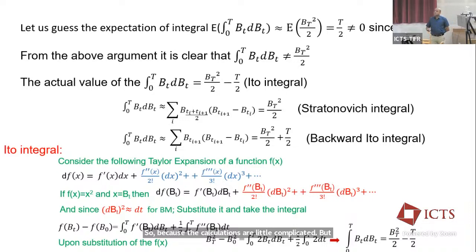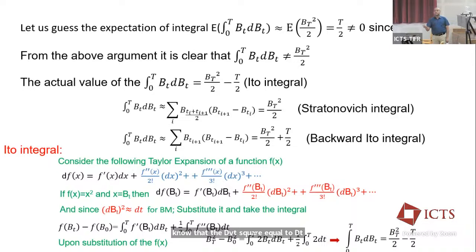For example, here we have taken an arbitrary function f(x), and if we do the Taylor expansion of that one, ultimately you will get this. We have already mentioned that the integral of B_t dB_t can be written as B_t squared by 2. So purposefully we have chosen the function f(x) equal to x squared, with x equal to B_t. Just substitute this, and we already know that dB_t squared equals dt, because that was obtained from the Einstein relation.